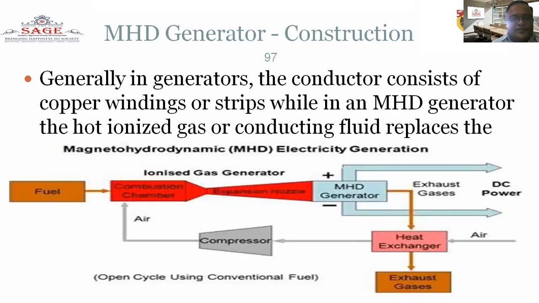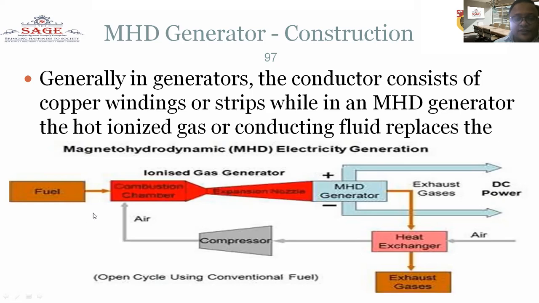In a generator, the conductor generally consists of copper windings or strips, while in an MHD generator, the hot ionized gas or conducting fluid replaces them. Fuel is supplied from the left-hand side and passes through the combustion chamber, where it works. Air is supplied from the compressor side, and the fuel is supplied from the left-hand side.